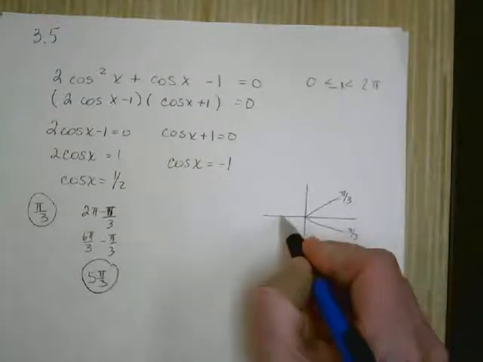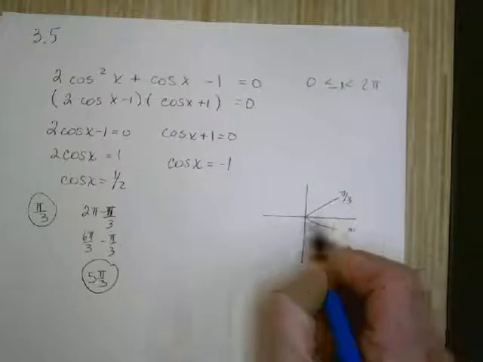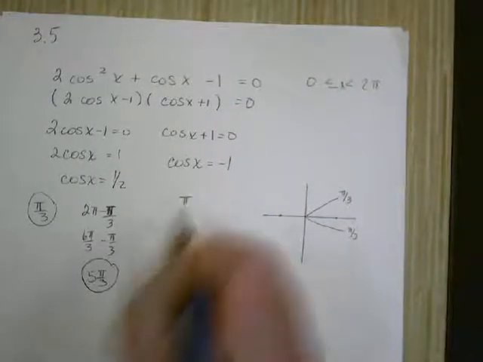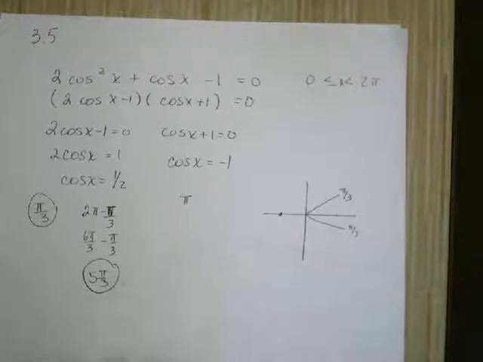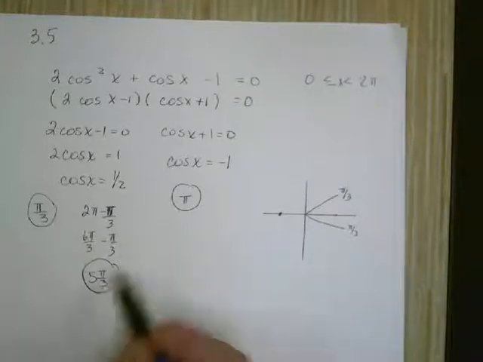Where's cosine equal to negative 1? Well, it's equal to 1 at 0 degrees. That's positive. It's going to be over here at pi. So that's where I'm going to get the pi, right there. That's where cosine is equal to negative 1. So those are my 3 solutions. The solutions are pi over 3, 5 pi over 3, and pi.